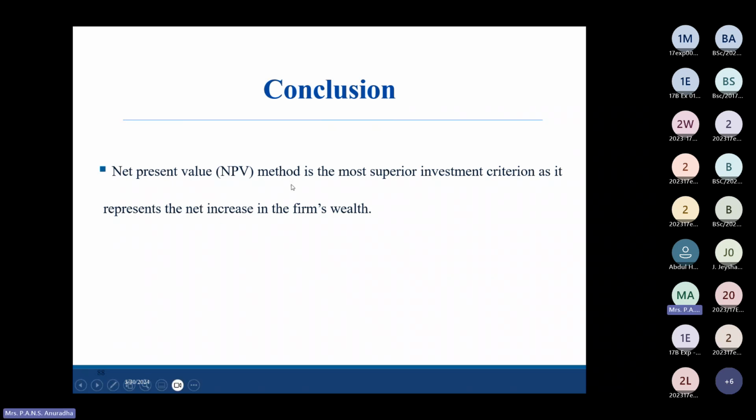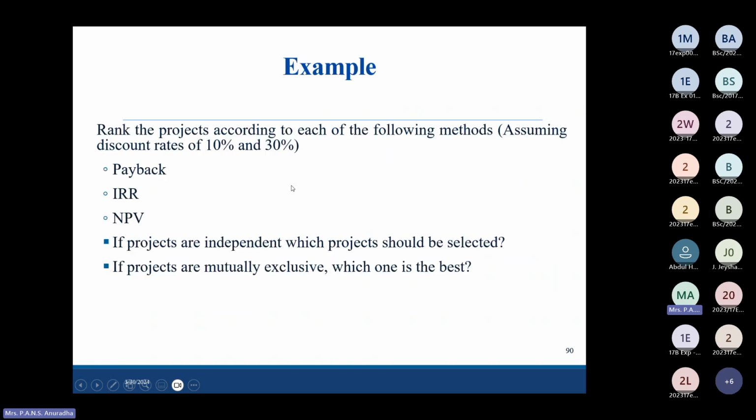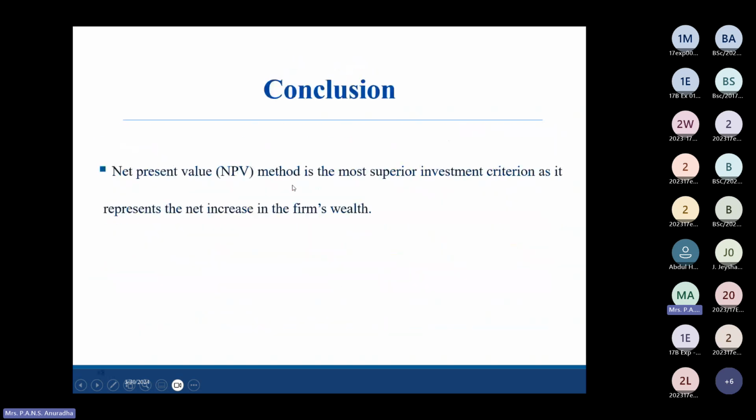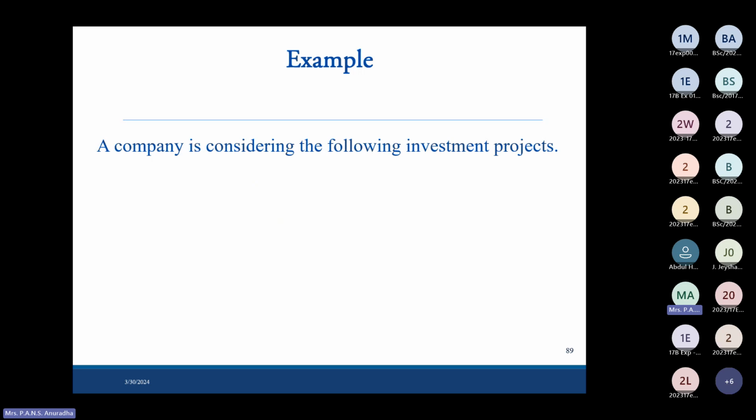This is the end of this budgeting, I think. The conclusion is that the net present value method is the most superior investment criterion as it represents the net increase in the firm's wealth. So conceptually and theoretically, net present value is the most appropriate one. Therefore, mostly you can take the decision based on the NPV. But in a situation where a fund constraint is there, you can go with the decision based on the profitability index. So this is the end of capital budgeting.